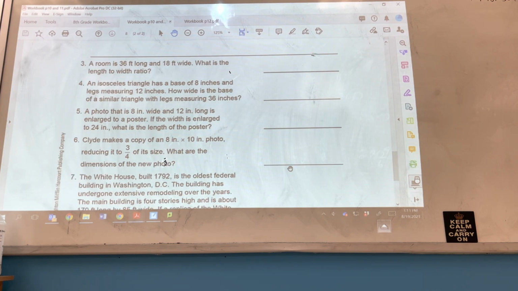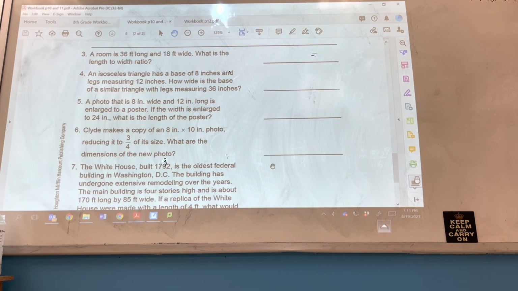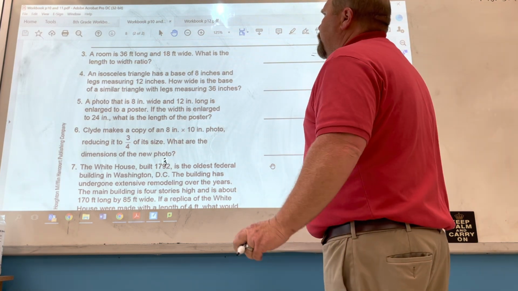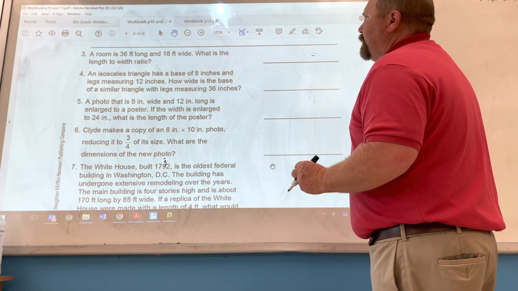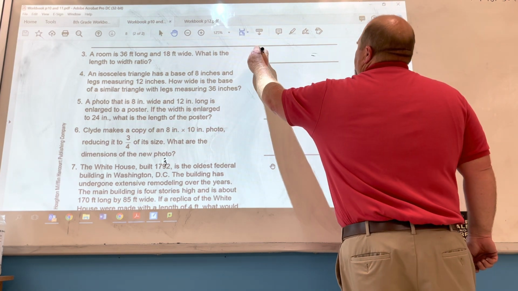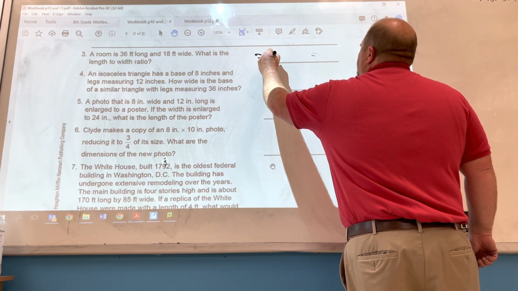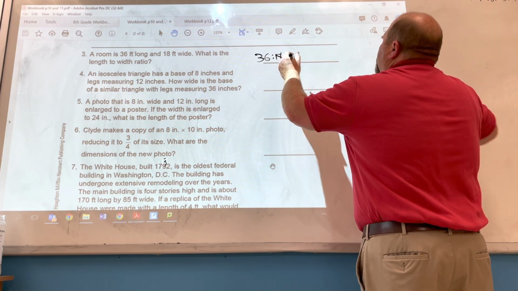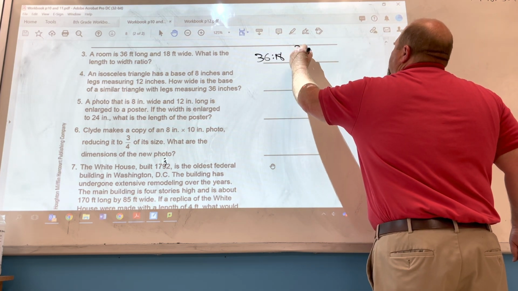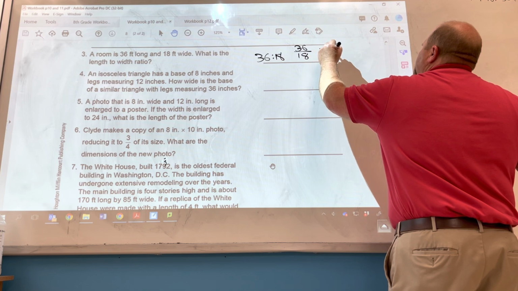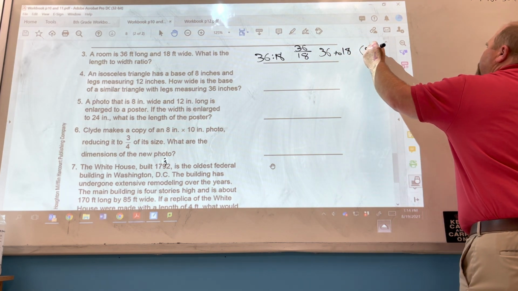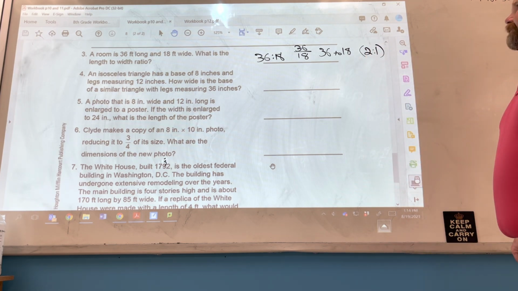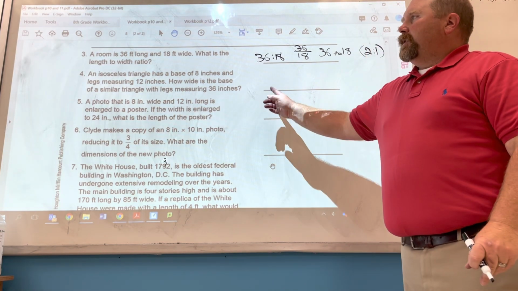All right. Number 3 is a simple question. It says a room is 36 feet long and 18 feet wide. What is the length to width ratio? So that would be 36 to 18. It could also be written this way, 36 to 18, and it can even be simplified as a 2-to-1 ratio. Okay?